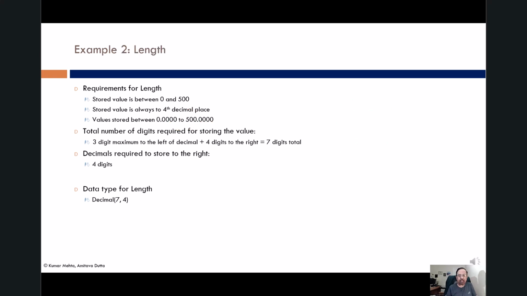If you have an attribute called length, then these are the 2 values within which the range would be stored. So if I specify the data type for length, I have some entity and there's an attribute called length.